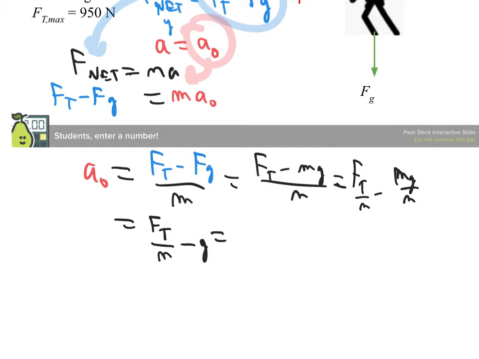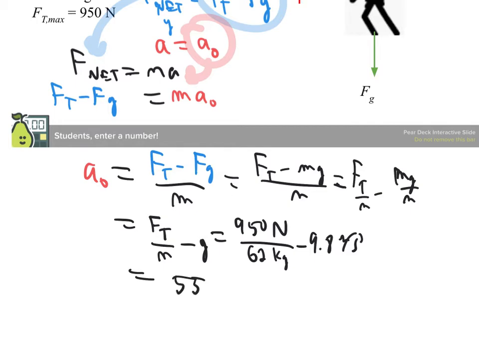And that way I just get 950 newtons, should get the units right, over 62 kilograms minus 9.8 meters per second squared, which has a value of 5.5 meters per second squared. So that's the quickest that Pally can climb this rope without it breaking. Quickest acceleration you can have.